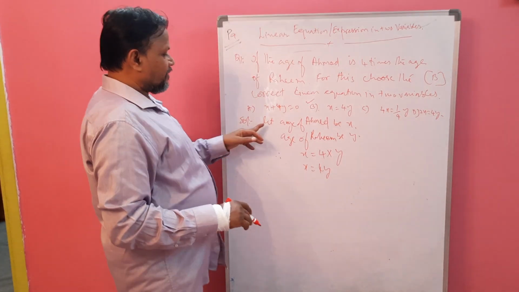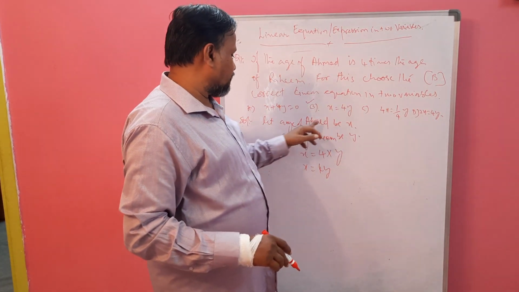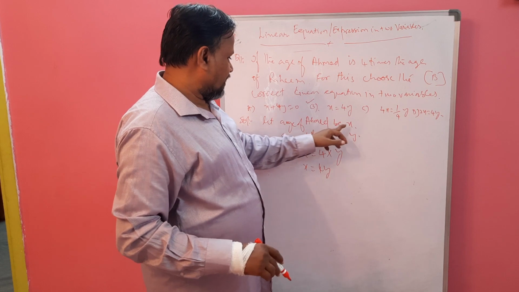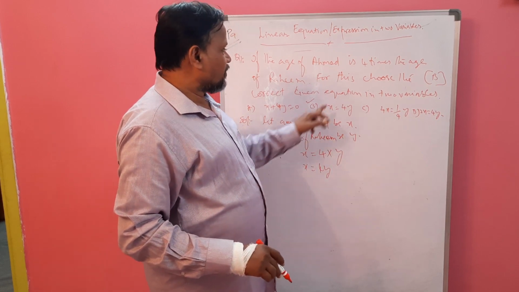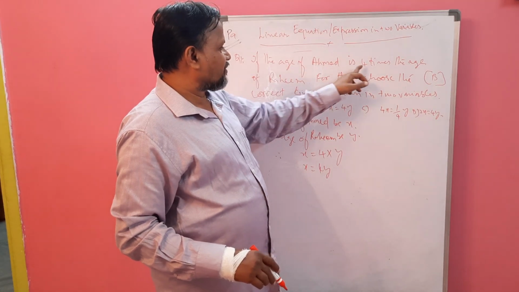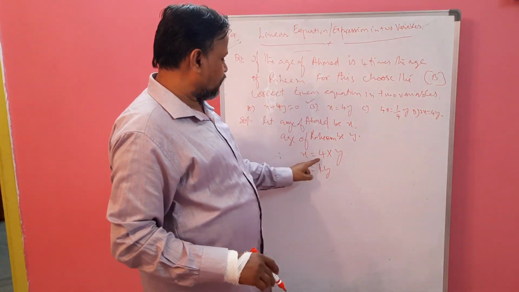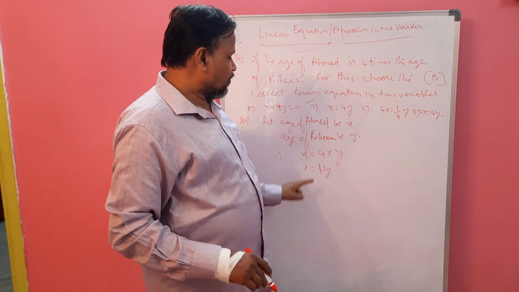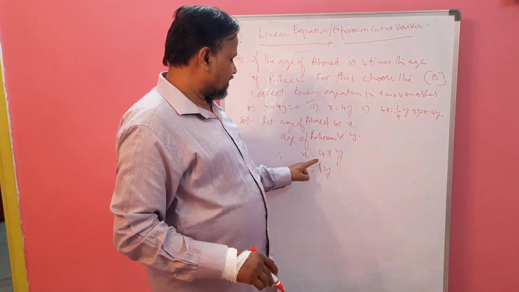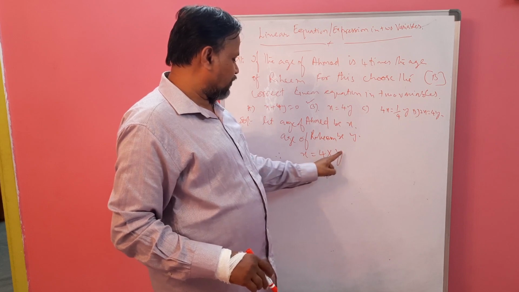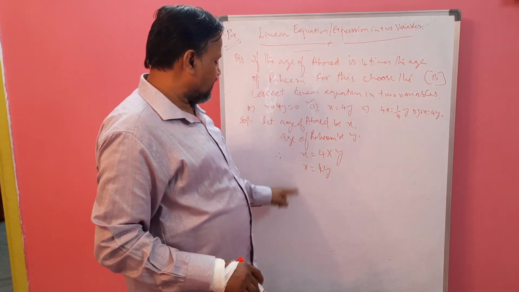How to make equations? We just have to suppose the age of Ahmad is x, x as a variable, and the age of Rahim as y. Now see the condition. Ahmad's age is 4 times that of Rahim. 4 times means we have to multiply. More 4 means add. Less 4 means minus. Here 4 times means multiplying, 4 into y, 4y. So this is our equation.